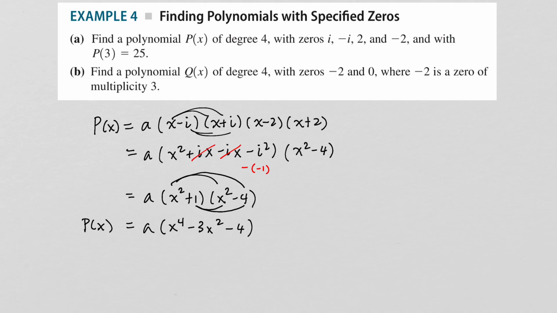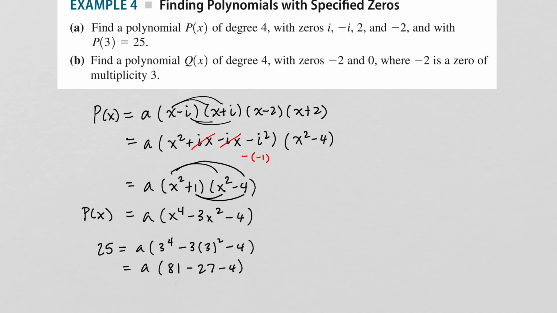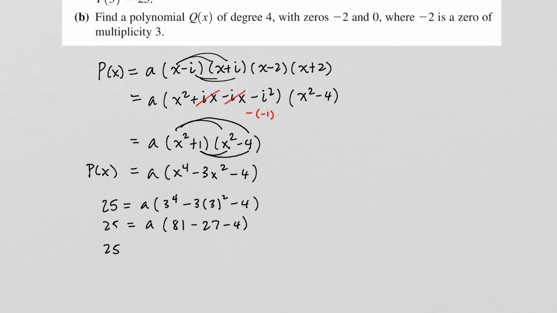Now please understand that a can actually be any number except 0, and that will not affect the zeros of the polynomial. However, we have additional information that p of 3 must be 25. So this means when we plug in x equals 3, p of x must be 25. So 25 must be equal to a times 3 to the 4th minus 3 times 3 squared minus 4. And this is a times 81 minus 27 minus 4. And so 25 is equal to a times 50. And so a must be equal to 1/2.